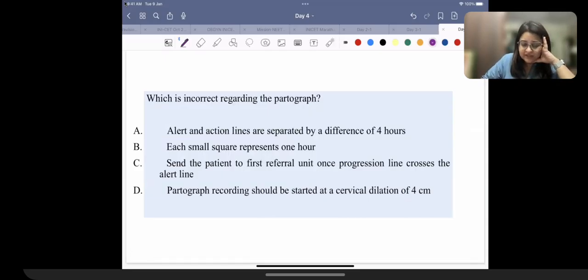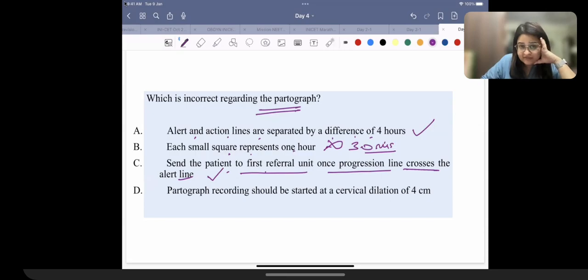Okay. Now, which is incorrect regarding the partograph? Alert and action lines are separated by a difference of 4 hours, correct? Each small square represents 1 hour, correct or wrong? Wrong. Each small square represents 30 minutes. Send the patient to the FRU once the progression line crosses the alert line, correct? Because it's the referral line. Partograph recording should be started at a cervical dilation of 4 centimeter. This is also correct because this question was asked a few years back, because it's based on the modified partograph. The alert and action lines are drawn there, so it is based on the modified partograph.